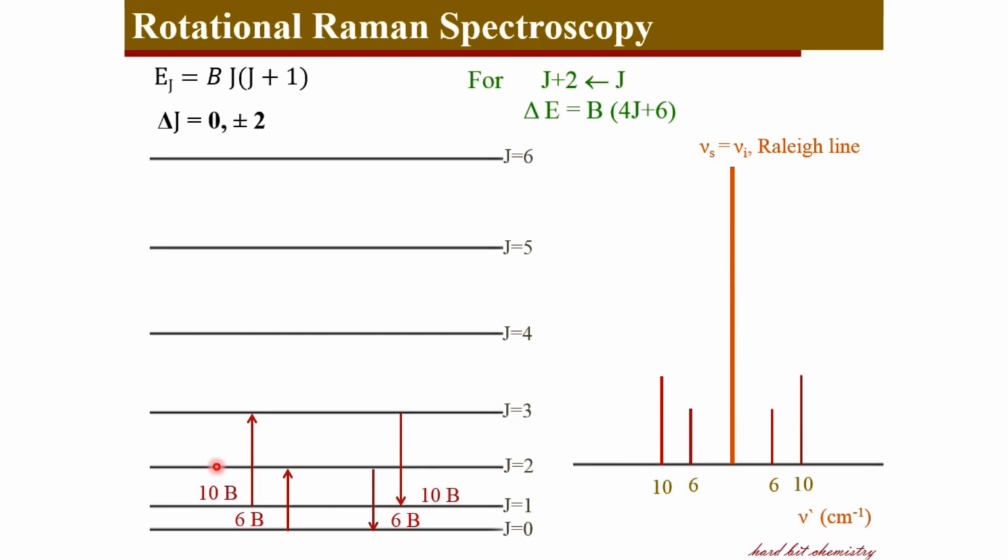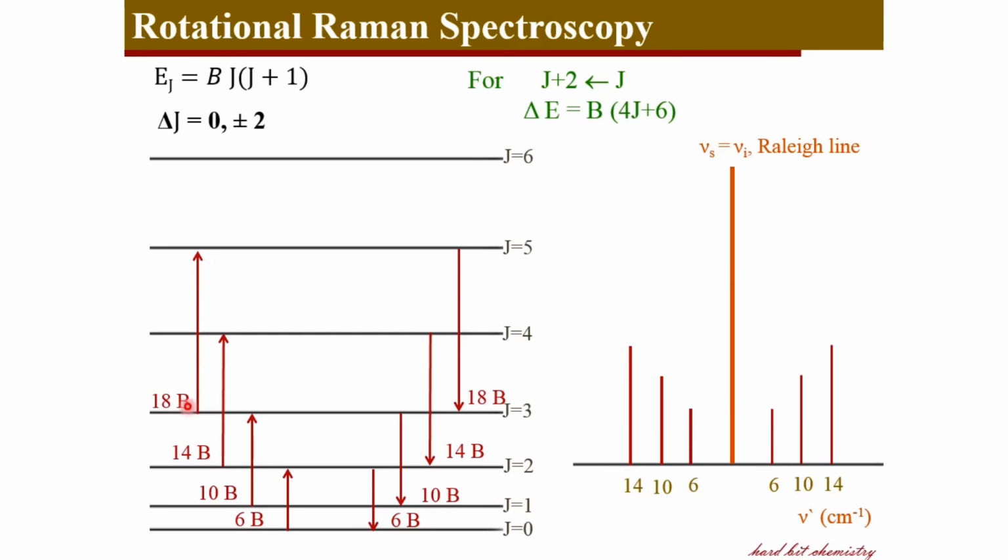And the next possibility is between levels J equals 2 and 4 with an energy difference of 14B, that will be seen in the spectrum. And the next possibility is 3 to 5 with an energy difference of 18B. Corresponding to this plus 2 delta J value, you get a Stokes line, and corresponding to minus 2, you get an anti-Stokes line on the right side. And it goes on. This is the pattern of rotational Raman spectrum, where the line in the middle is the Rayleigh line, the high intense line because it corresponds to the most probable transition, and on the left we have Stokes lines, and on the right we have anti-Stokes lines.